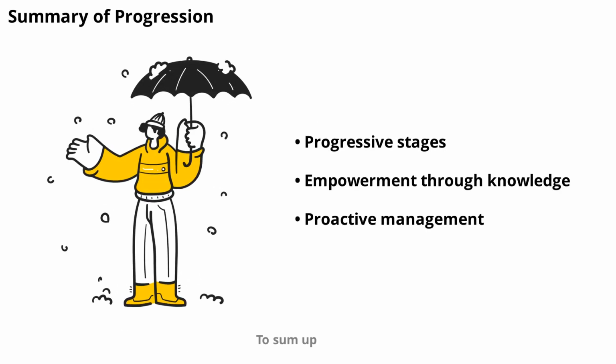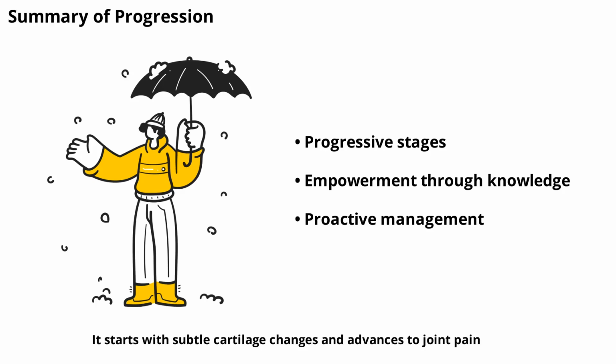To sum up, osteoarthritis is a progressive condition that develops over years. It starts with subtle cartilage changes and advances to joint pain, stiffness, deformity, and loss of function. Understanding the stages and risk factors can empower individuals to take proactive steps in managing their health.